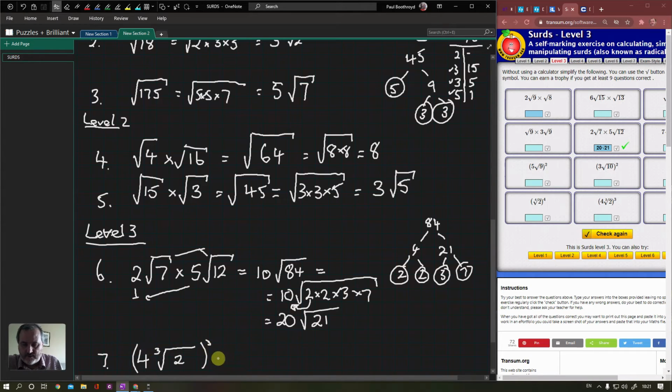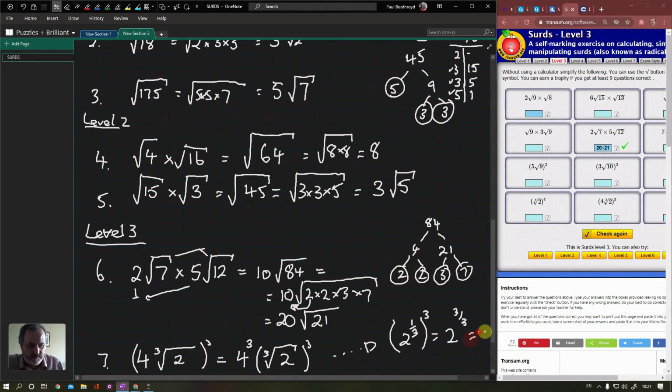Distribute the power over the 2 sections. So we've got 4 to the power of 3 times the third root of 2 to the power of 3. And just a little thought about our indices. 2 to the root 3 is 1/3. So we're doing 1/3 to the power of 3. Multiply those two and we get 2 to the 3 over 3, which gives me 2.